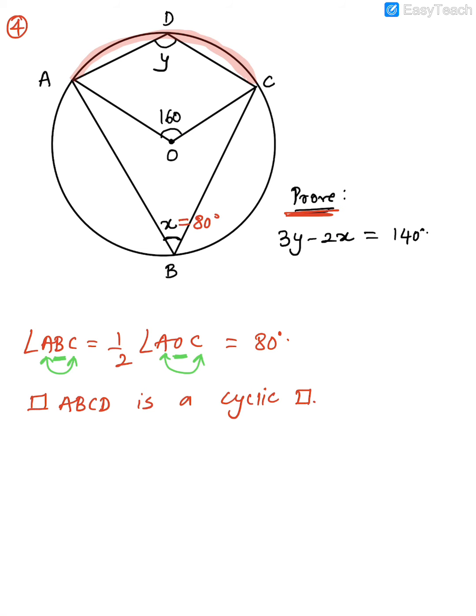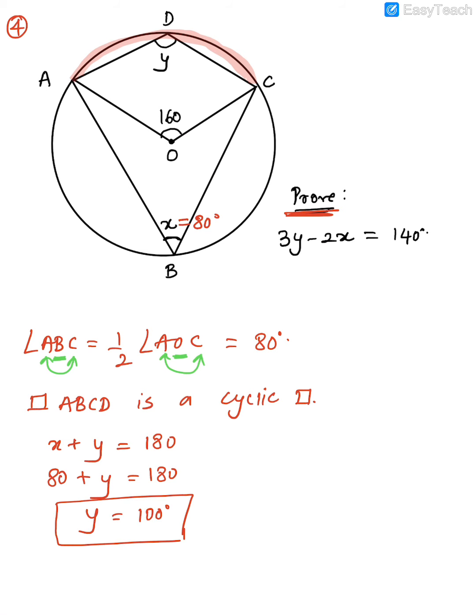Now if it's a cyclic quadrilateral, what can we say? Opposite angles are supplementary. x plus y is equal to 180. x is 80, y we don't know, is equal to 180. So y is equal to 100 degrees. Now you put these values of x and y out there. Okay, this is the value of x and you have the value of y. Put them over there and check whether you can prove it or not.